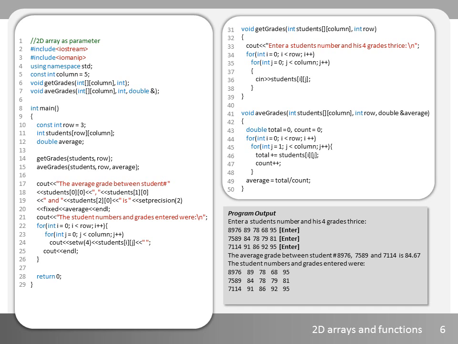Then, returning back to its caller, the program continues on line 17 to print all the student numbers and what their average was. And on line 21, there's another message that prints the student numbers and the grades entered. And with this, the module on two-dimensional arrays is concluded.